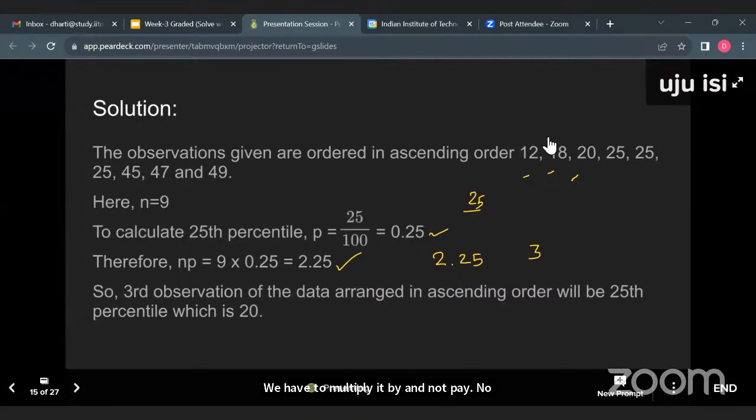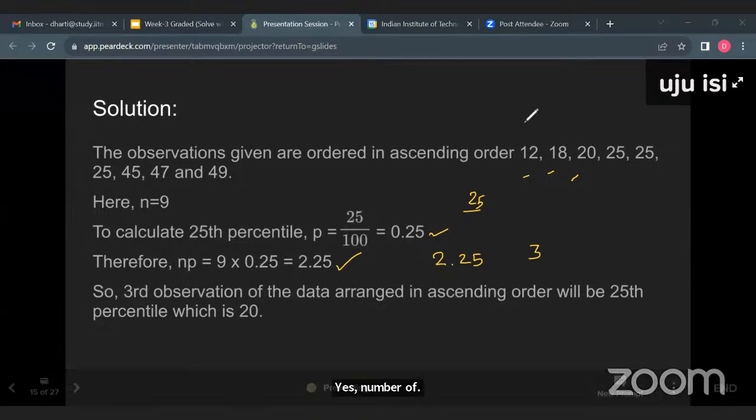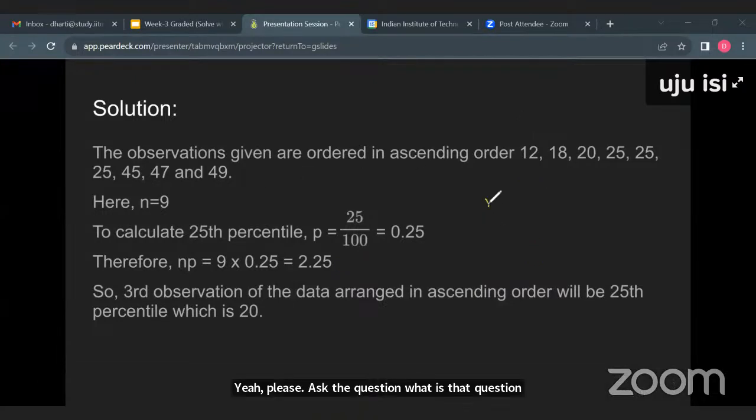I got it, but ma'am, please ask the question. What is your question? Ma'am, I have a doubt in NP. Now it's clear. Okay, n is what? Your number of data points. This is 9, multiplied by p. N is the total number of observations, that is the number of data points. How many data points are there? 12, 18, 20. You just count all these. This is 9 data points. So 9 observations are there.